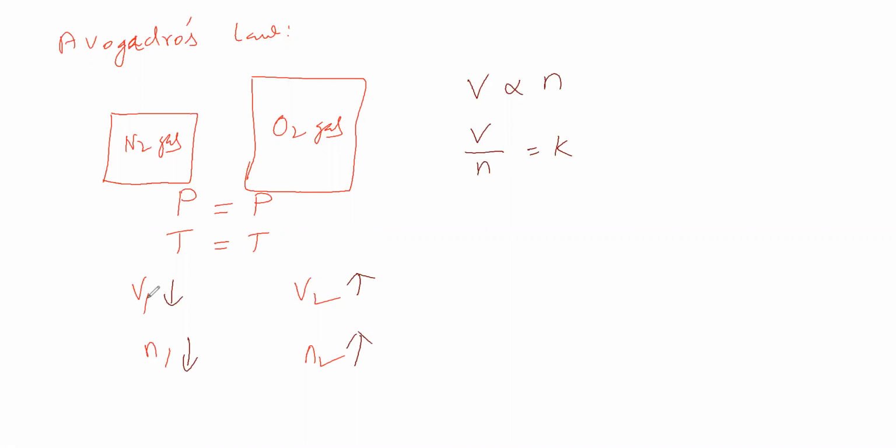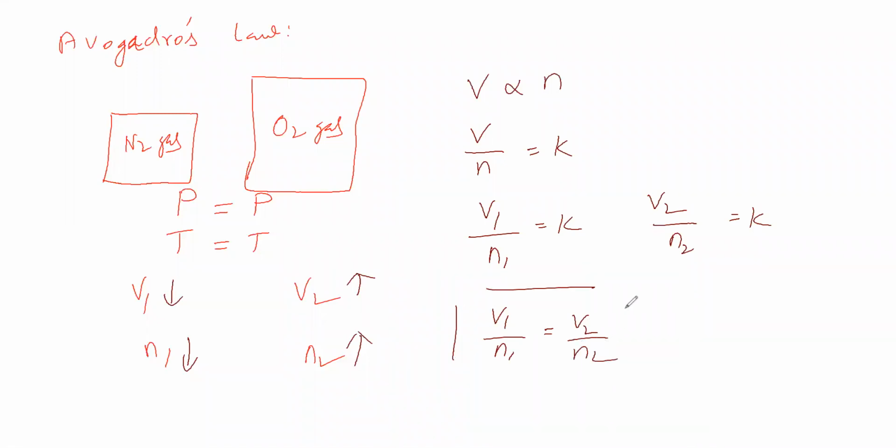Let us substitute this V1 here, and this N1 we will substitute here. Then it is equal to a constant. Let us substitute this V2 and this N2, which is also equal to the constant. Now let us substitute this K into this place. So we will get V1 by N1 is equal to V2 by N2. This is what is meant by Avogadro's law, we can say.